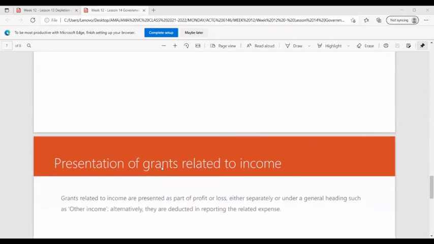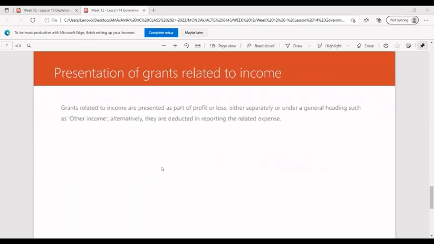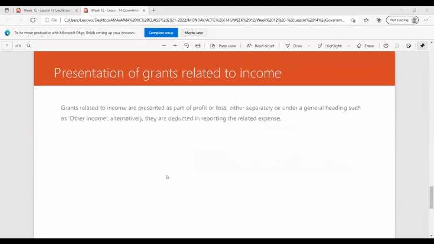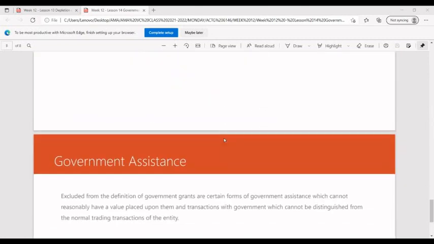Presentation of grants related to income. Grants related to income are presented as part of profit or loss, either separately or under a general heading such as other income. Alternatively, they are deducted in reporting the related expense.